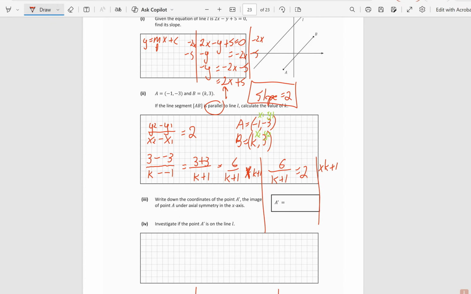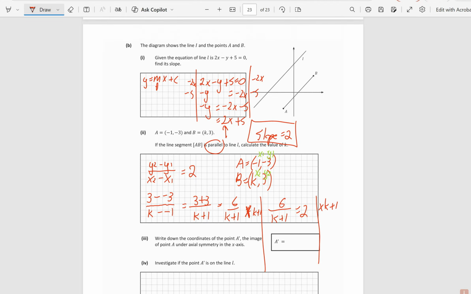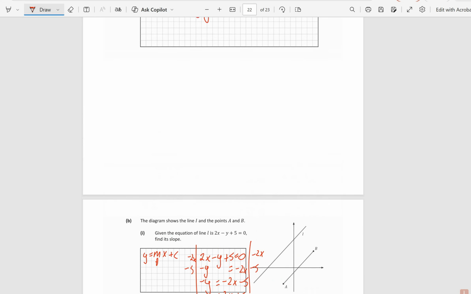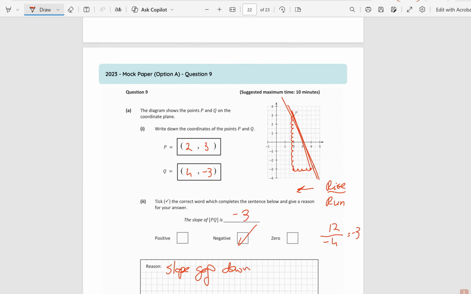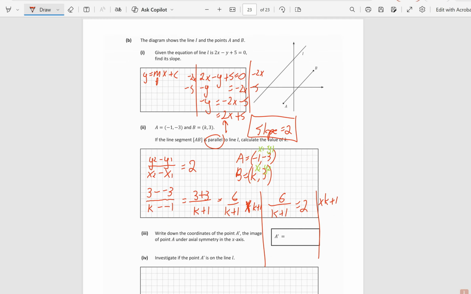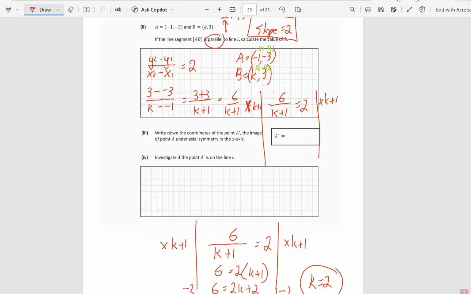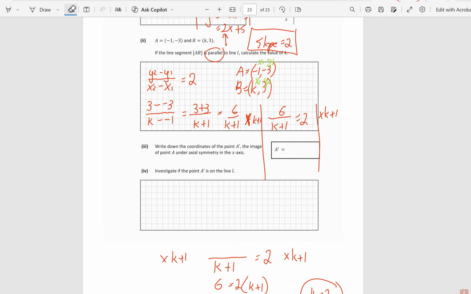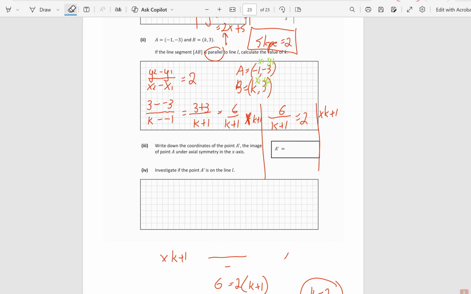Nearly there. Write down the coordinates of A dash, the image of point A under axial symmetry in the x-axis. Right, so we're looking at the x-axis. We're looking at point, what is it? Okay, well, let's sketch it, right? We'll just tidy up this a little bit. Okay, pity they didn't give us a graph, but we can still figure it out.